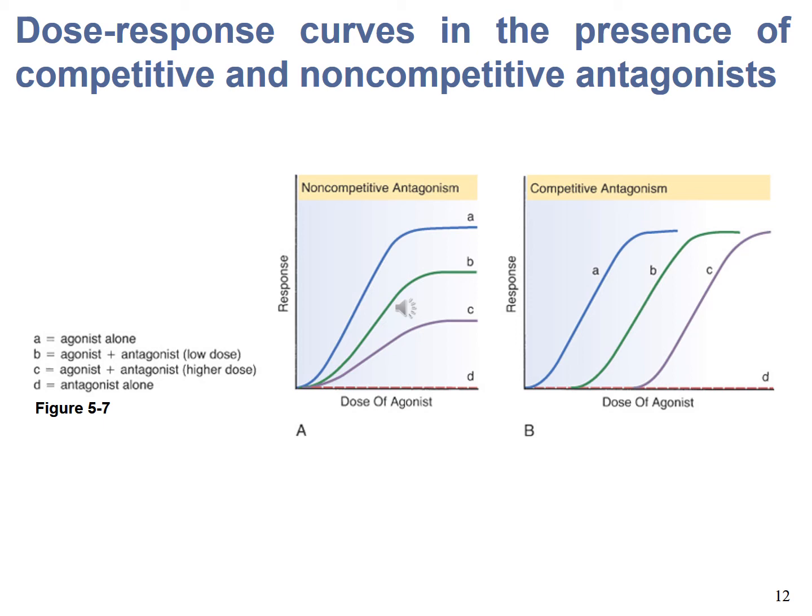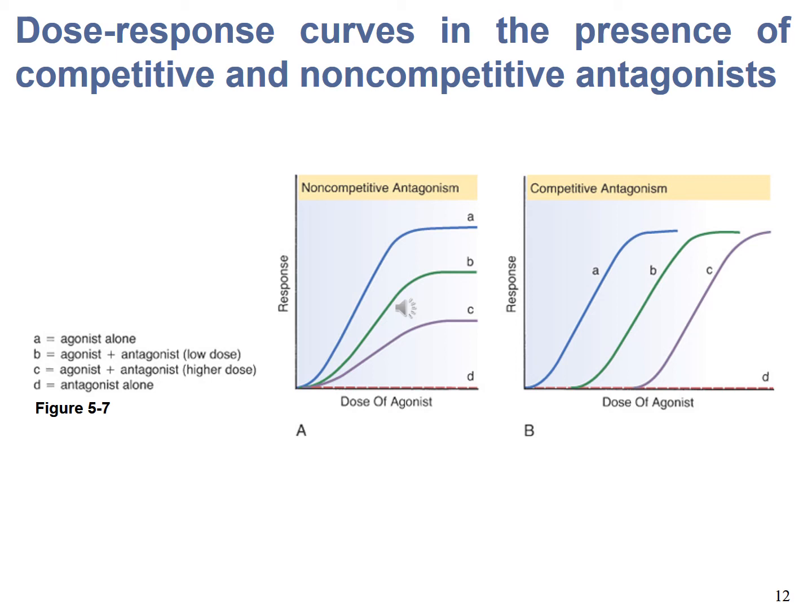Now the other one is a competitive antagonism, which is in figure B. You see you have 4 different curves, but instead of having different heights, they all have the same height. So why is that? A again is your agonist, or your drug X, or your endogenous ligand by itself.